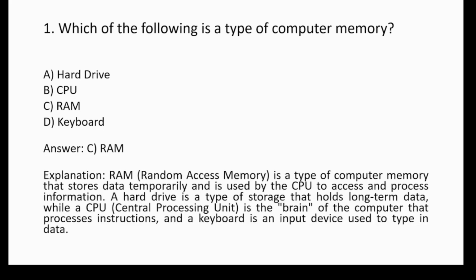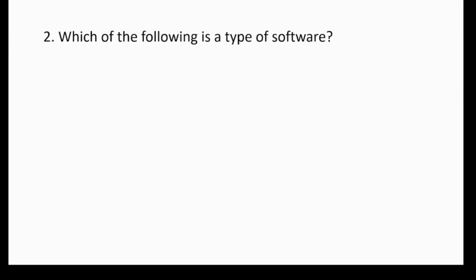Random access memory is a type of computer memory that stores data temporarily and is used by the CPU to access and process information. A hard drive is a type of storage that holds long-term data, while a CPU, central processing unit, is the brain of the computer that processes instructions, and keyboard is an input device used to type in data.